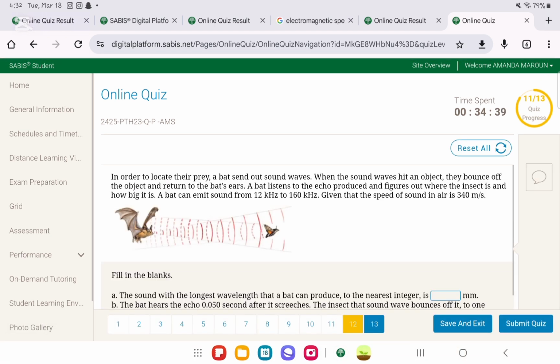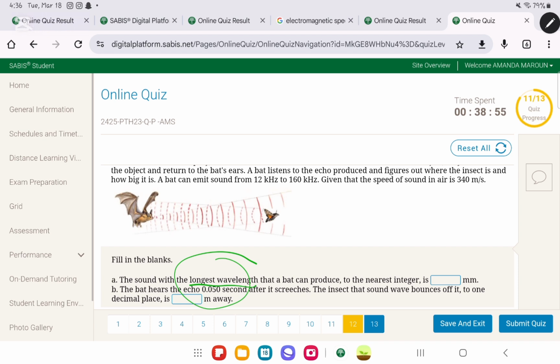Now we move on to question number 12. In order to locate their prey, a bat sends out sound waves. When the sound waves hit an object, they bounce off the object and return to the bat's ear. A bat listens to the echo produced and figures out where the insect is and how big it is. A bat can emit sound from 12 kHz to 160 kHz, given that the speed of sound in air is 340 meters per second. Now, the sound with the longest wavelength that a bat can produce.